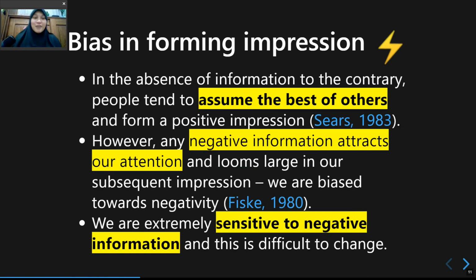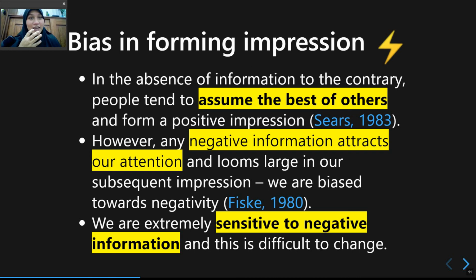And another bias that also often happens is that if we have very little information about someone we first met, we tend to assume the best of them. So we tend to think positive. We tend to see someone in a positive light, rather than in a negative light.